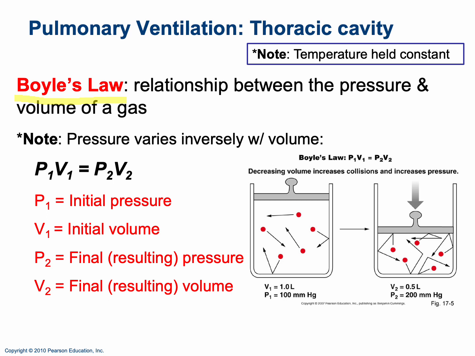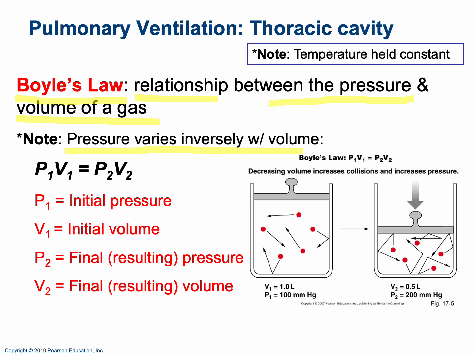Boyle's Law refers to a relationship between the pressure and the volume of a gas. One thing to note about Boyle's Law is the idea that pressure varies inversely with volume. Pressure varies inversely with volume. So if one increases, the other will decrease. Temperature will always be held constant in this situation.